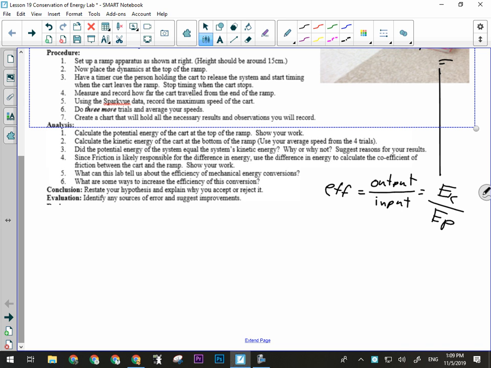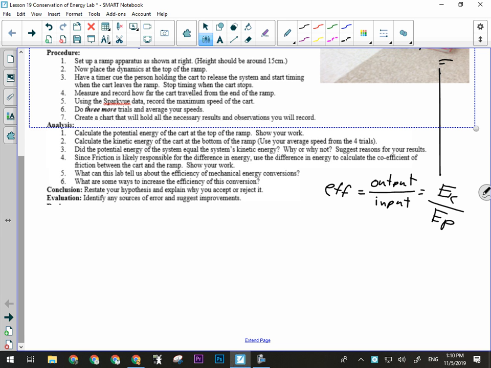Okay, and then question number 6. Okay, so question number 5 isn't just asking you to calculate it, it's saying, what does it tell us about the efficiency of mechanical energy conversion? Are they high? Are they low? Are they good? Are they bad? Does a lot of energy get lost? Where does it go? Okay, and then number 6, what are some ways to increase the efficiency of that conversion? So suggest a few things. Okay, what in that situation, a cart going down a ramp, could make the conversion more efficient? What are some ways to reduce the loss of energy between top and bottom?